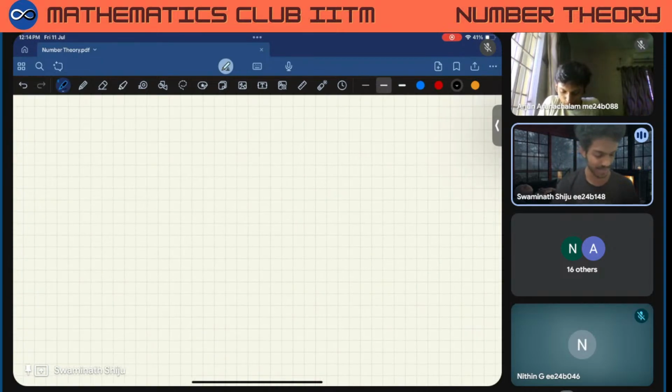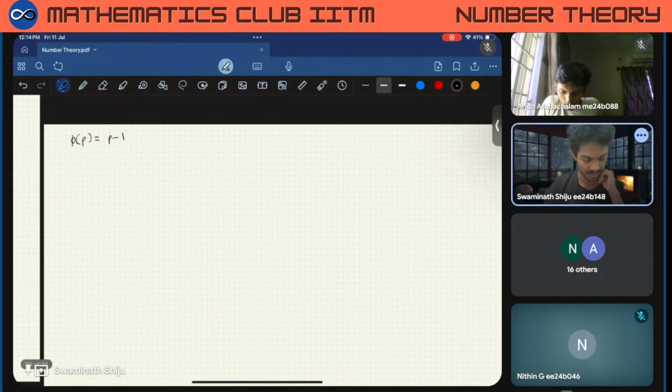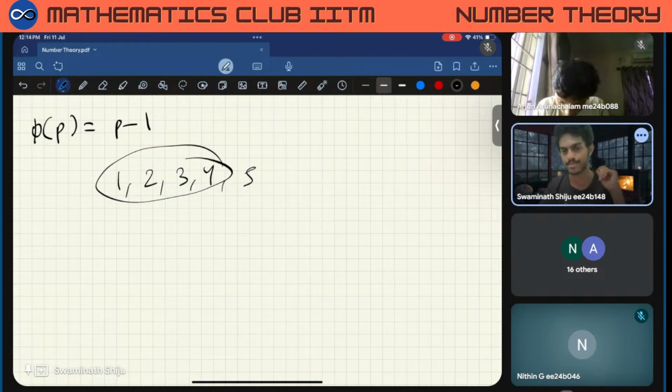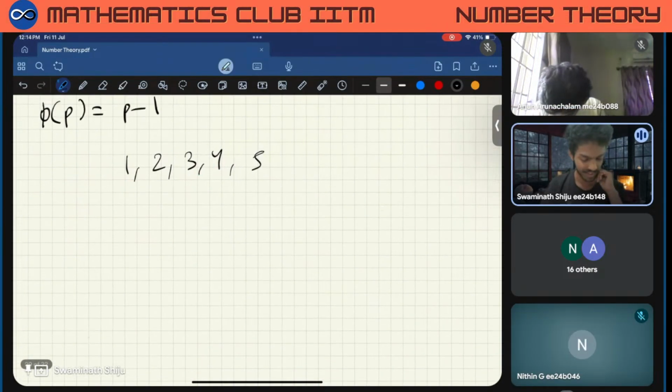We have our totient function, phi of p. Now we're going to start again like what we did for all the functions. We're going to start with prime numbers. Phi of p, how much is that? It's p minus 1. Like if you take 5, you have 1, 2, 3, 4, 5. So that's 4 of them, p minus 1. Right?